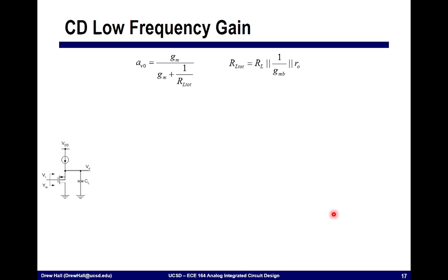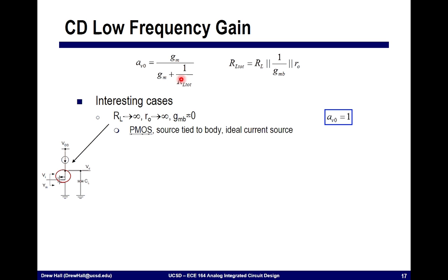Okay, so let's look at the low frequency gain. So the low frequency gain, again, we're not taking into account any of these frequency dependent terms. We know that our total load resistance was RL parallel 1 over GMB parallel R naught. And we know that from the previous slide we derived that the gain, that is the input to the output transfer function for this device, was GM divided by GM plus 1 over RL total.